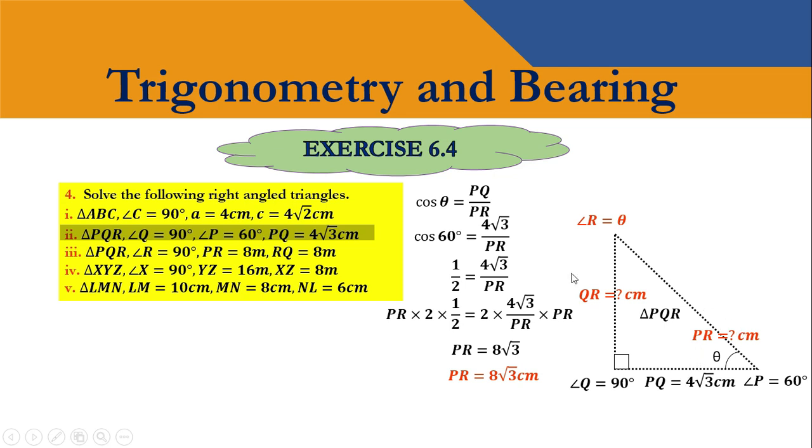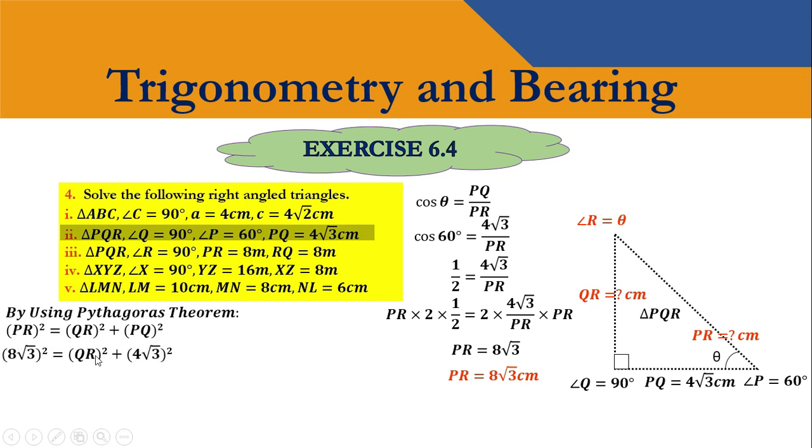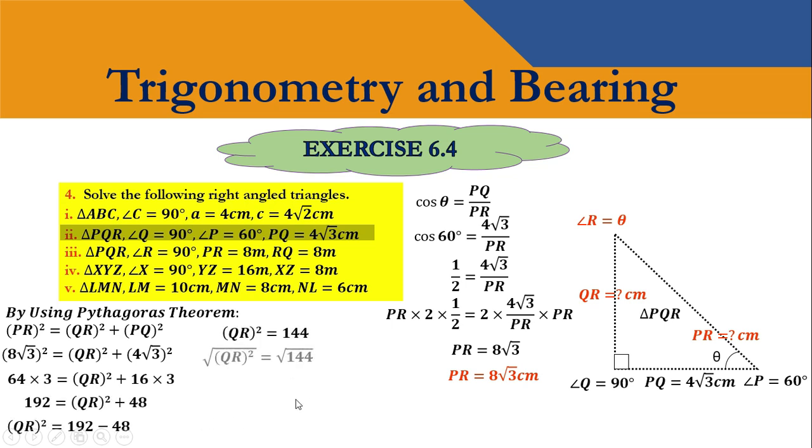To calculate the third side of this triangle, you can also use the trigonometric ratio, but I am going to use the Pythagoras theorem, because we have two sides of this triangle, the hypotenuse and the base. We will calculate the perpendicular, which is QR. Now doing some mathematical work, we will get the value of QR equal to 12. So the value of the perpendicular is equal to 12 centimeters.